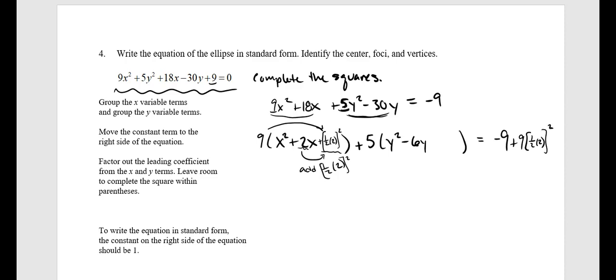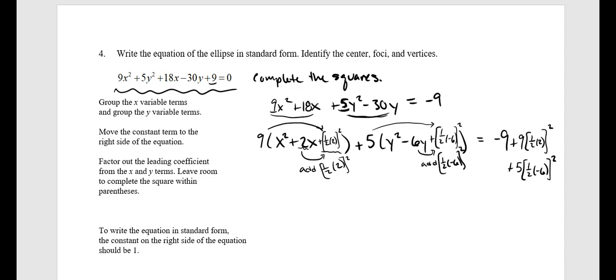And we'll do the same thing here. We're going to add 1/2 of that linear coefficient squared. We're going to add that here. Same idea though, we got to balance the equation. We added this inside the parentheses, but it's being multiplied by that 5. So we really added 5 times that to the left side. Let's add 5 times that to the right side to balance.